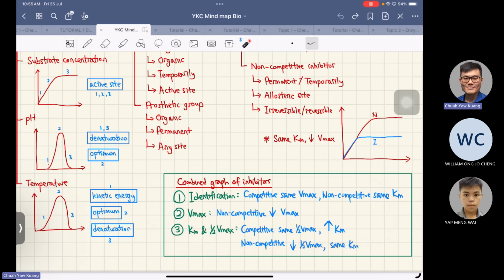Okay. So for identification, you will see the competitive inhibitor graph is always having the same Vmax as the normal one, while the non-competitive is always having the same Km. Non-competitive inhibitors will lower the Vmax. As for Km and half Vmax, competitive inhibitors will always have the same half Vmax but increased Km, while non-competitive is always having lower half Vmax but the same Km. So all of these are the relationships.